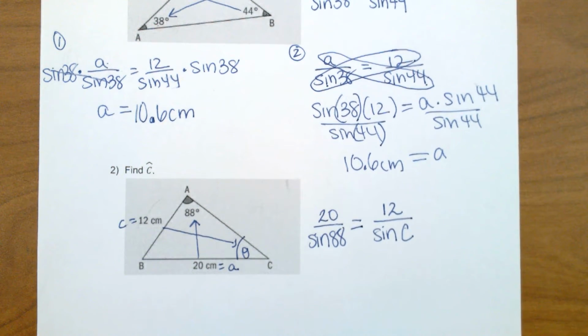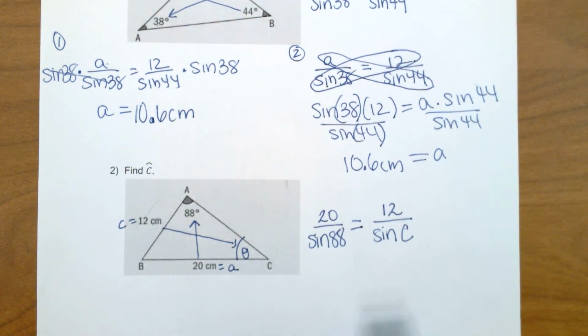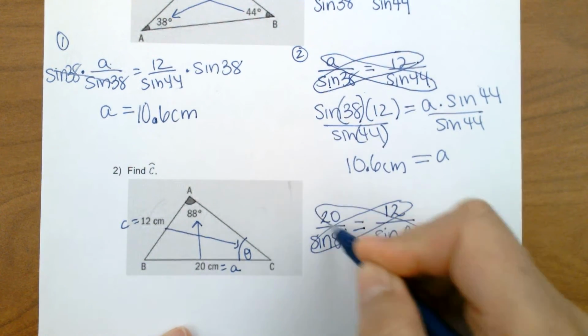All right, now we have to solve. Again, we could do it a couple different ways. We could multiply by sine C. I'm going to use this. I'm just jumping there, everybody. So I'm just going to do cross multiplication.